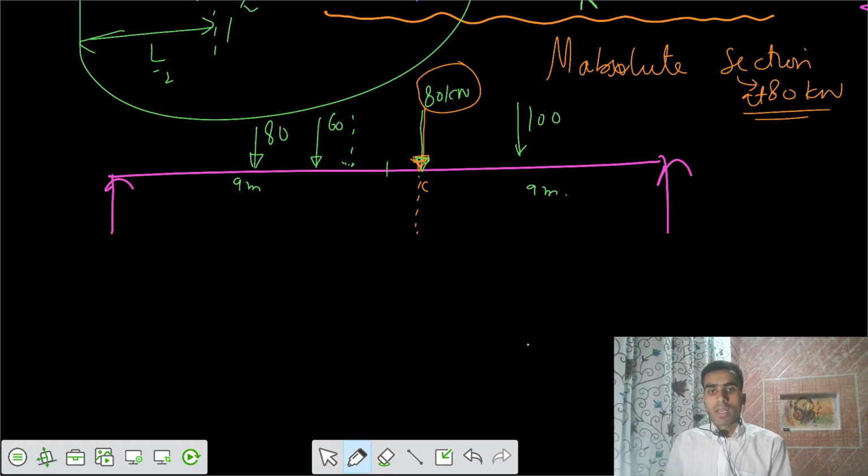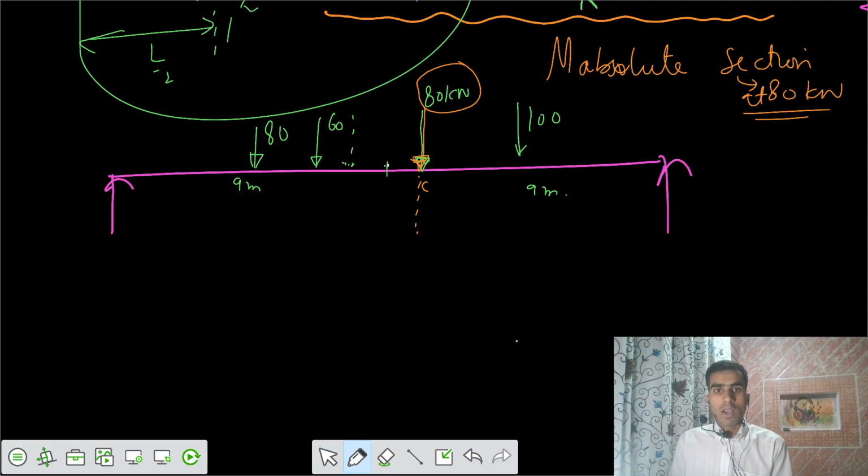You won't get maximum bending moment at the midspan. This is not possible for the train of loads. For this case, you won't get the maximum bending moment at midspan. The maximum bending moment would be at the 80 kilonewton location, which is at a distance of d by 2 from the midspan, to the right of that midspan. So that would be our critical section.